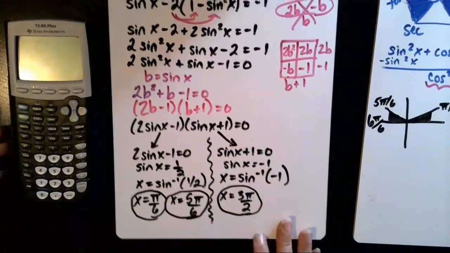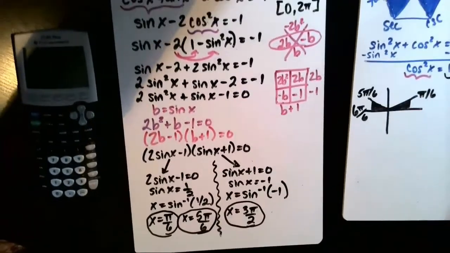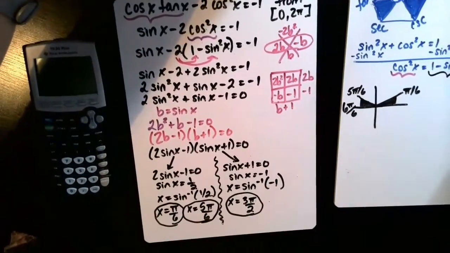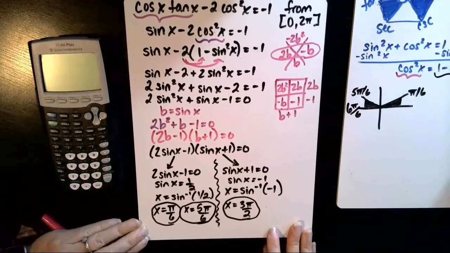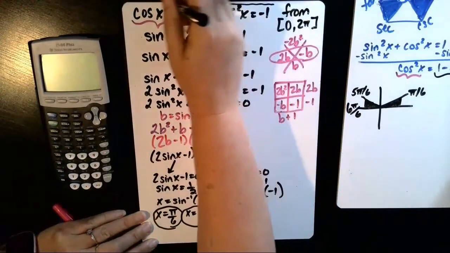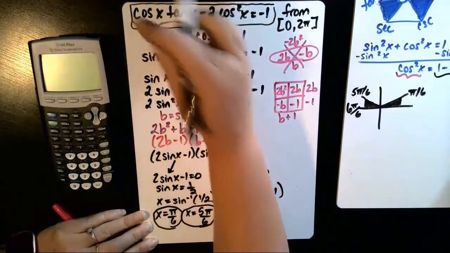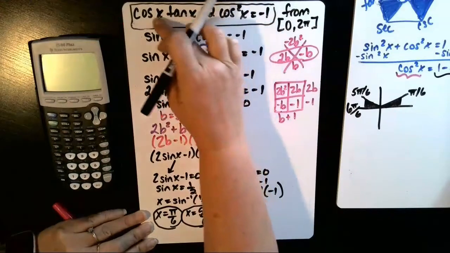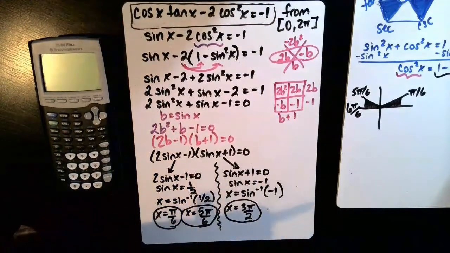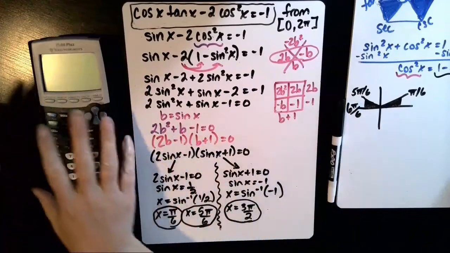So let's slide back up, see if I can make this a little higher so we can see everything at once. There we go. That's better. So we want to always check our answers in the original equation. So this is what we started with at the beginning. Cosine of x times tangent of x minus 2 cosine squared of x equals -1.